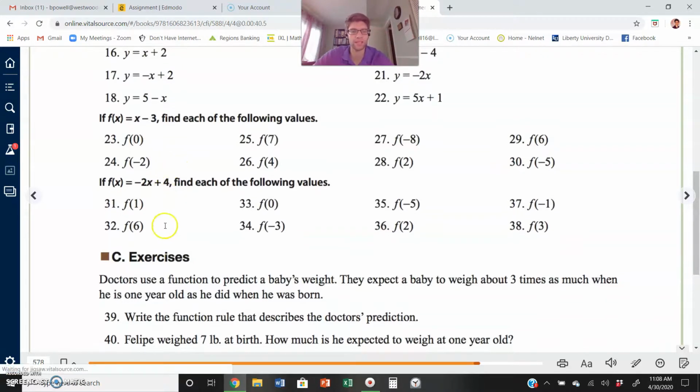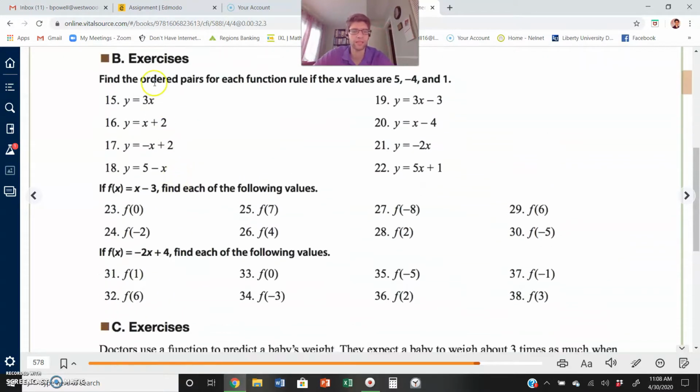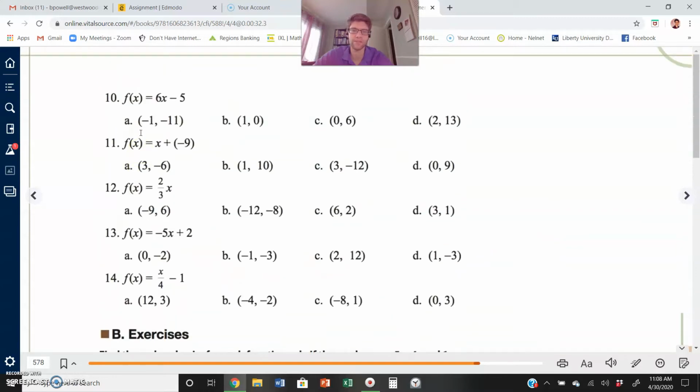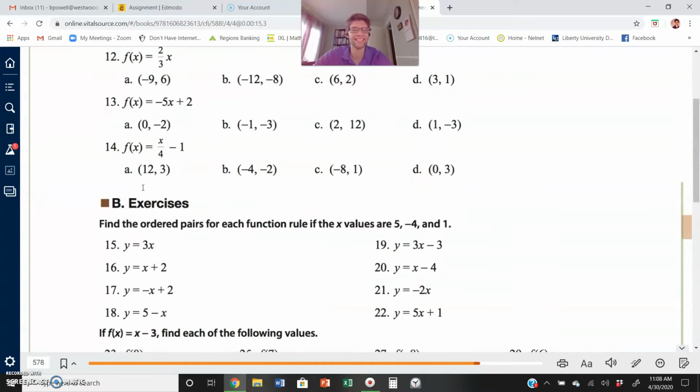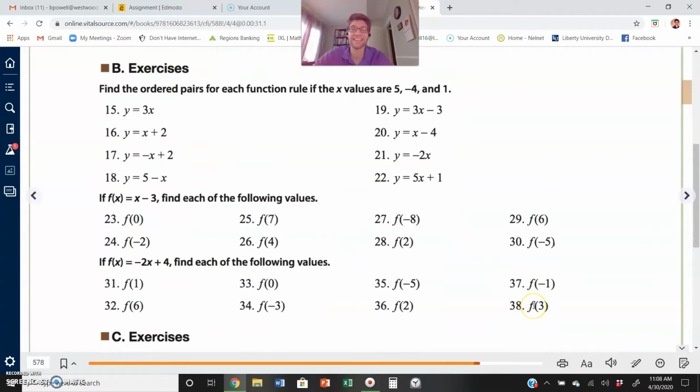Show your work on these. These down here will require work. Even up here will require work. So please make sure you show your work. It is only 10 through 38, the evens, so make sure that you only do the evens. If you have any questions over these, please let me know. I'm always here to help you, and I hope that you guys do well and have a great rest of your day and your week.